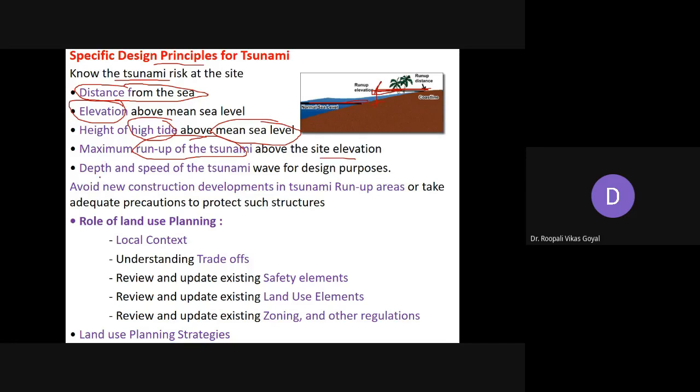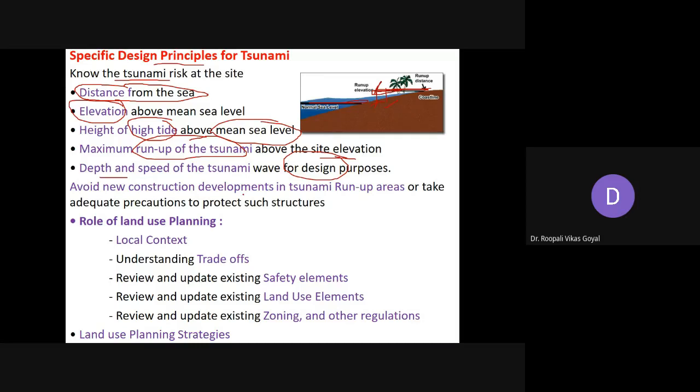Then the depth and speed of the tsunami waves for design purposes, because this depth and particularly the speed at which it will reach are the points that are to be known to contractors or those who are going to construct housing, or perhaps a hotel or an apartment.